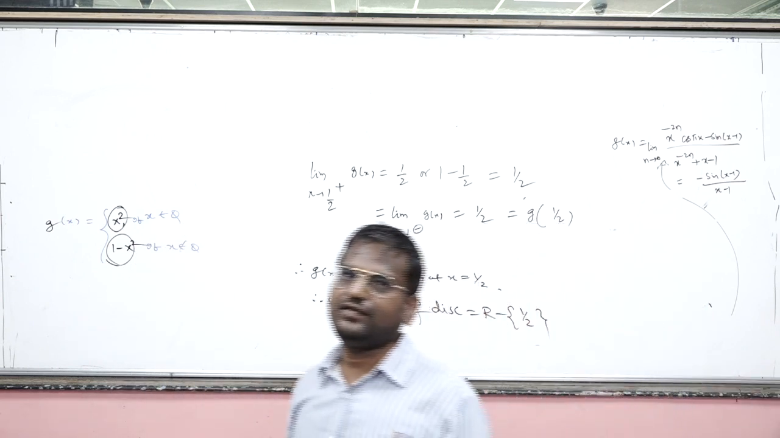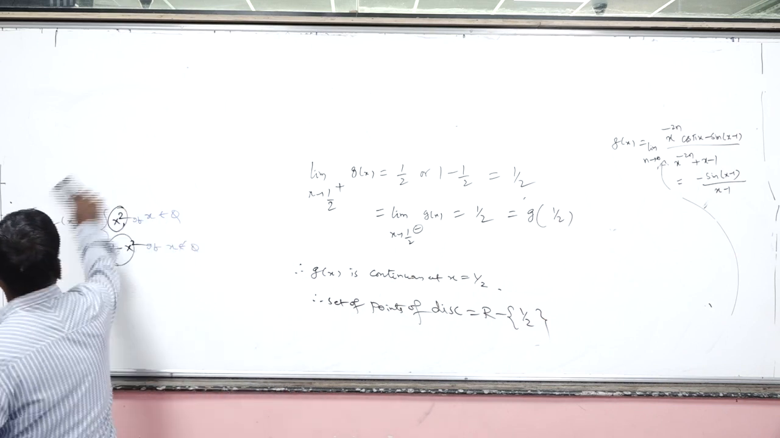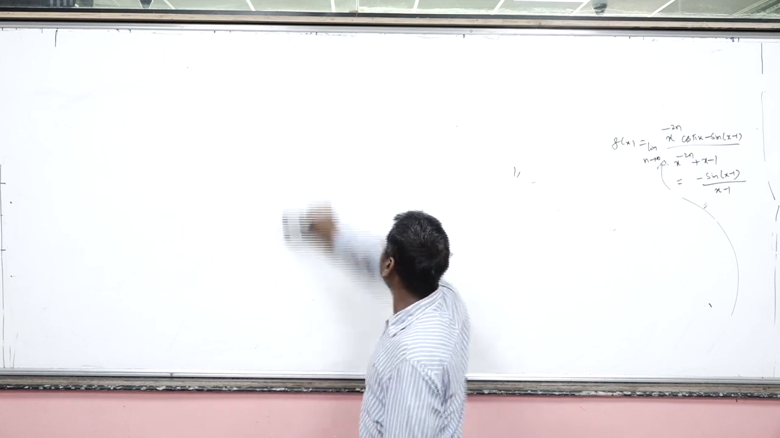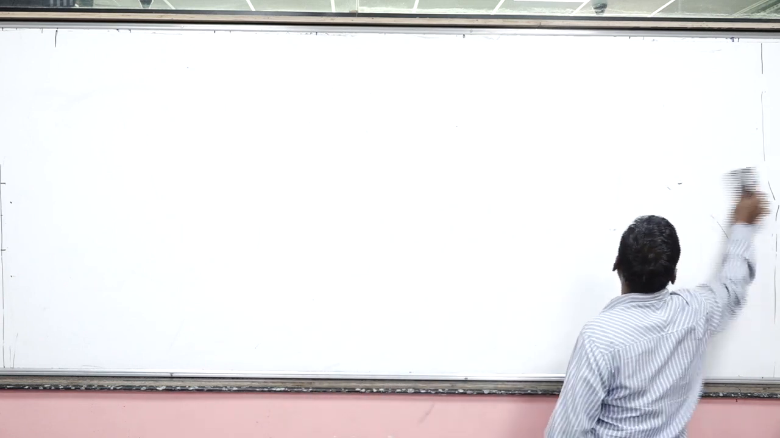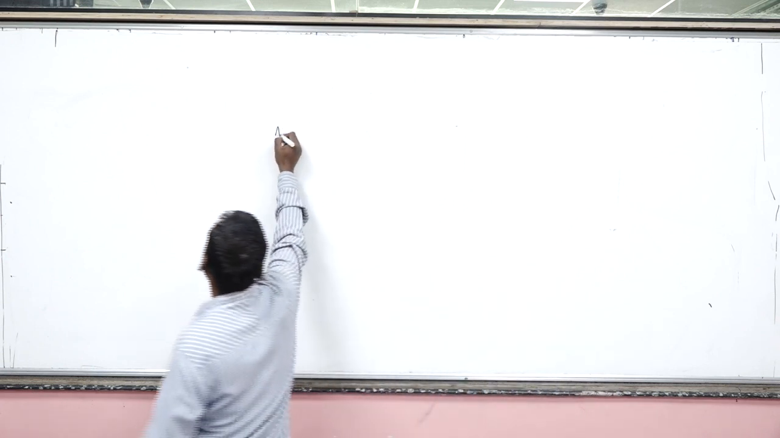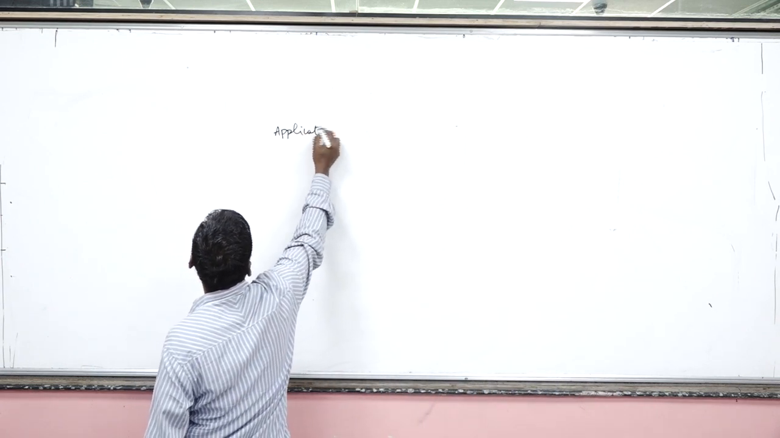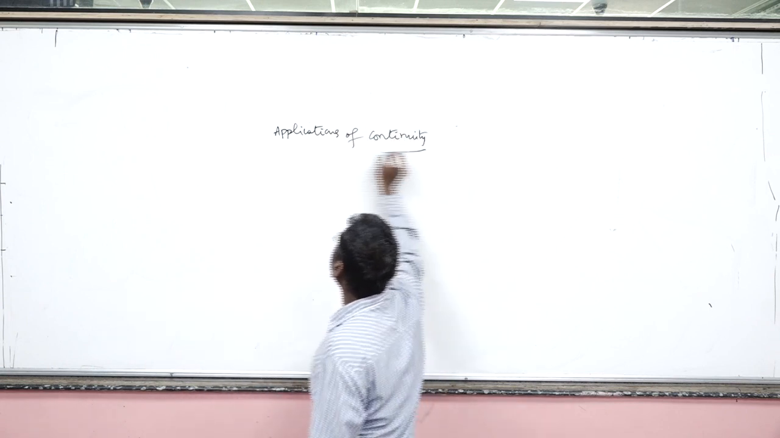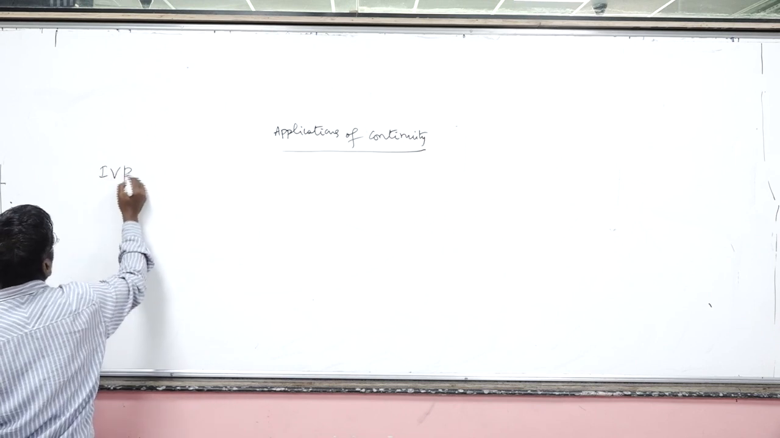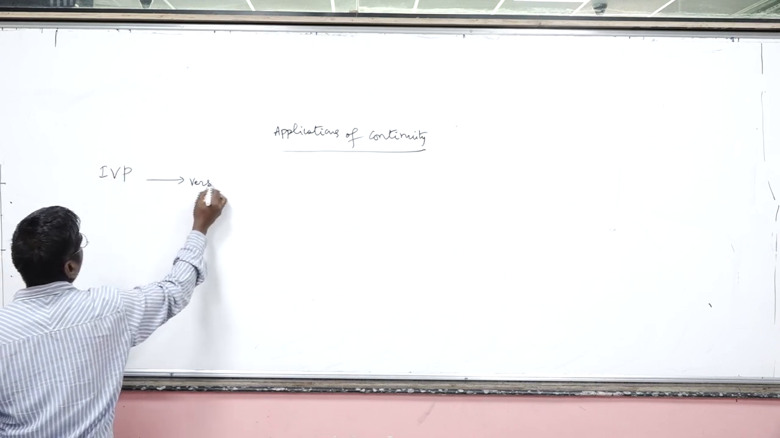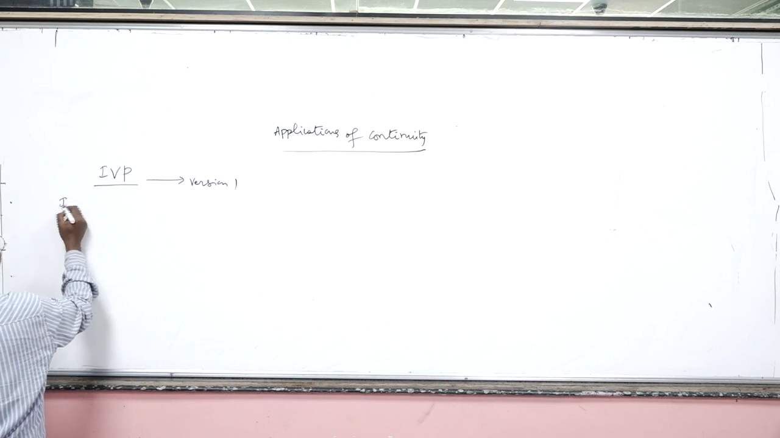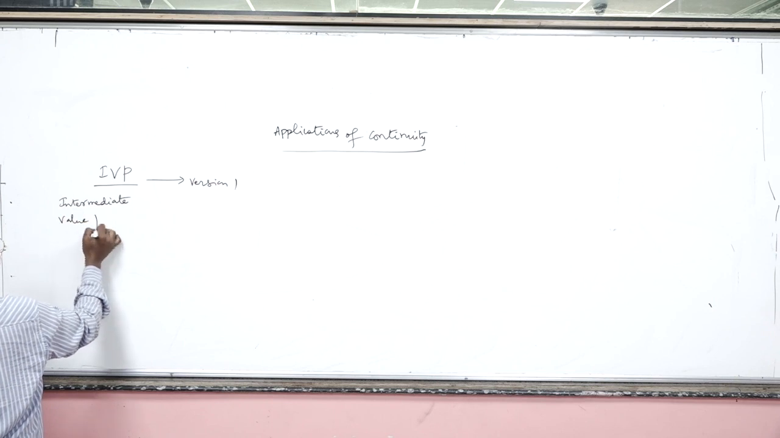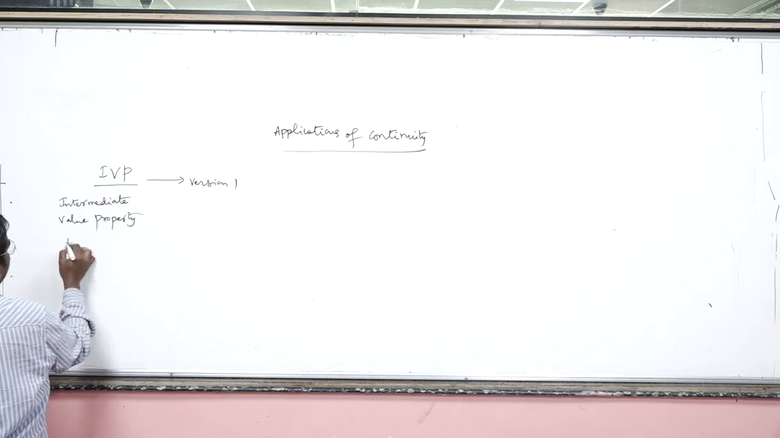Now let us look at some of the applications of continuity. So in the applications of continuity, what we have? There is one important theorem called the intermediate value property theorem. There are two versions. Version 1, IVP. We have discussed this in quadratic equations, if you remember. Intermediate value property theorem.